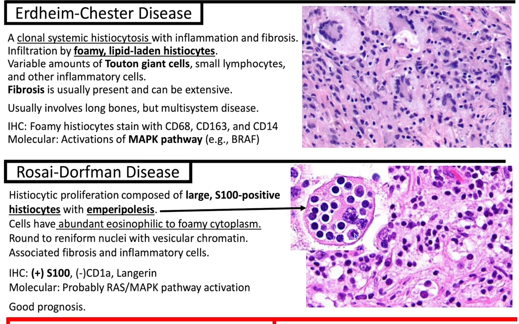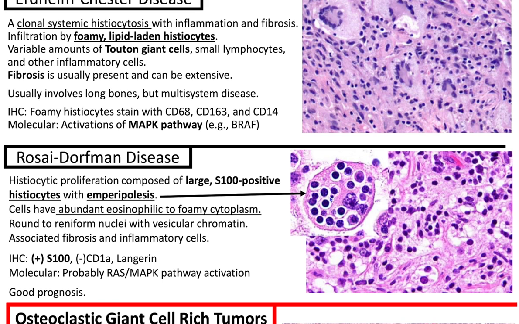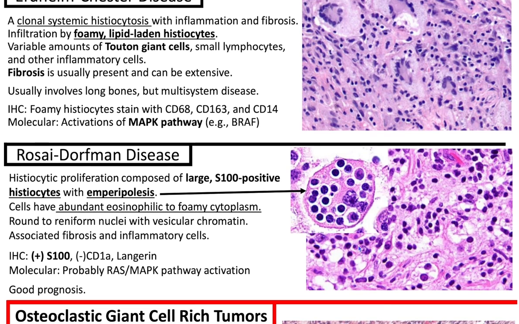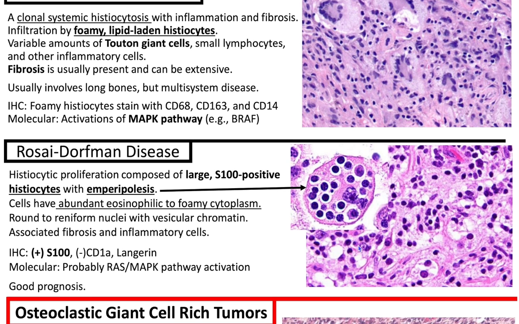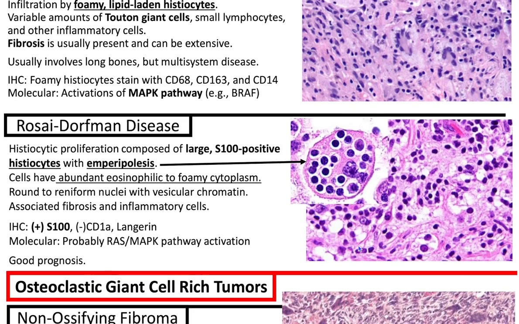Rosai-Dorfman is a histiocytic proliferation. It has large S100 positive histiocytes with emperipolesis, meaning the cells kind of go into another cell without getting phagocytosed. Otherwise, there would be phagocytosis. Cells have abundant eosinophilic to foamy cytoplasm. You can see associated fibrosis and inflammatory cells. And it will be positive for S100, but negative for CD1A and Langerin, and has good prognosis.